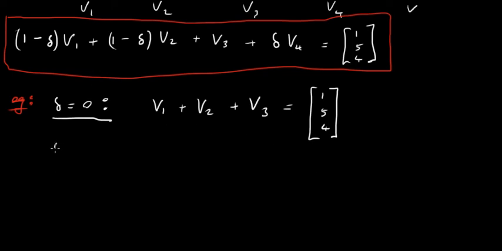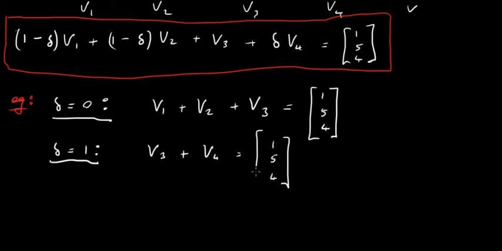Let's see if we can find more then. Well, let's say delta is equal to 1. If we choose delta is equal to 1, does that work? Here we get 1 minus 1, which is 0 times v1. We'll get 0 times v2, so these two are going to disappear. So it's 1 times v3, so we know that v3 is just going to be there. Delta is equal to 1, so it's v4 here, and that should give me 1, 5, 4 as well.